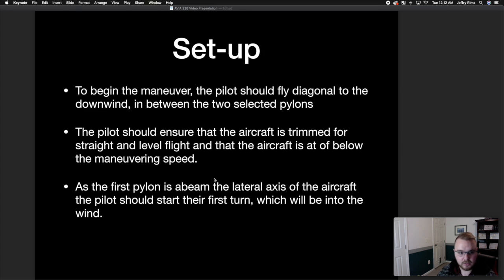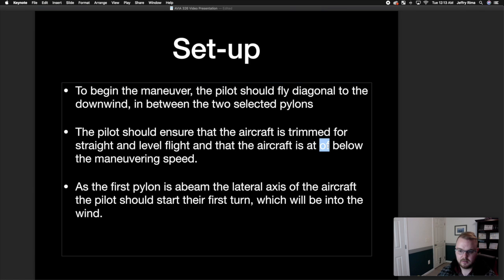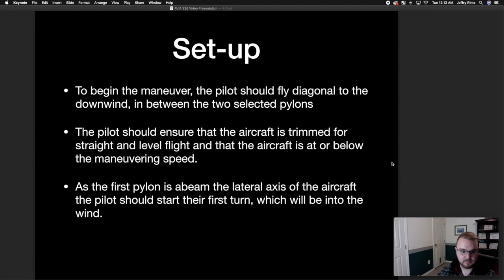So the setup, to begin the maneuver, the pilot should fly diagonal to the downwind in between the 2 selected pylons. The pilot should ensure the aircraft is trimmed for straight and level flight and that the aircraft is at or below the maneuvering speed. As the first pylon is abeam the lateral axis of the aircraft, the pilot should start the first turn, which would be into the wind.